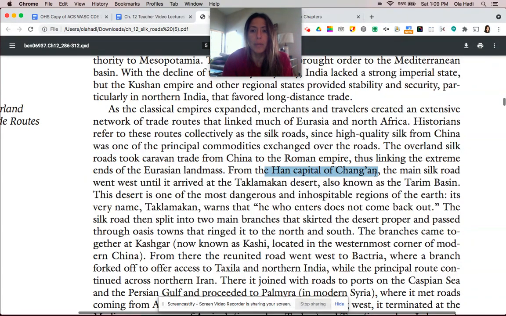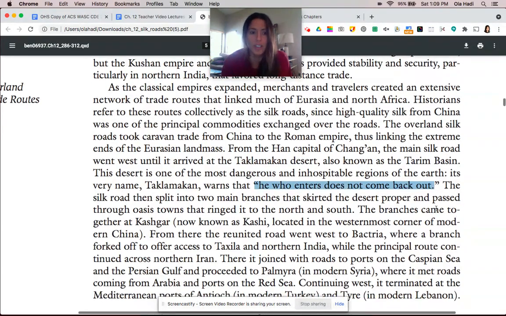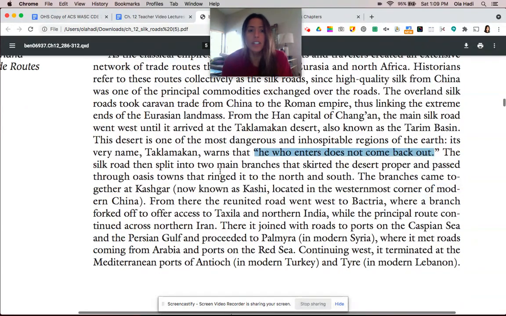From the Han capital of Chang'an, you have the road going west until it gets to the Taklamakan Desert, also known as the Tarim Basin. It's a really dangerous desert. It's been nicknamed Taklamakan, which is "he who enters does not come back out." And then the road split into two main branches, and those branches came back basically to avoid the desert. And then it came back together at Kashi, or Kashgar.